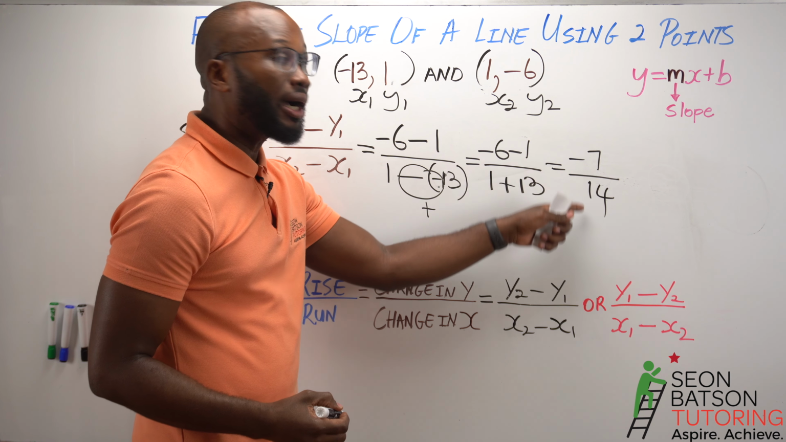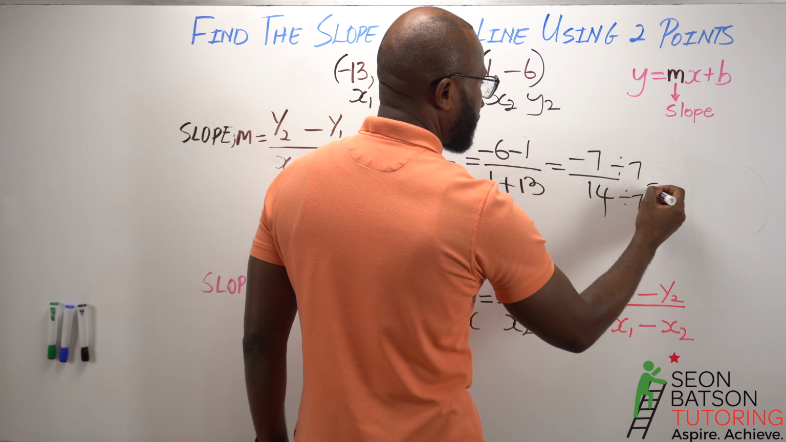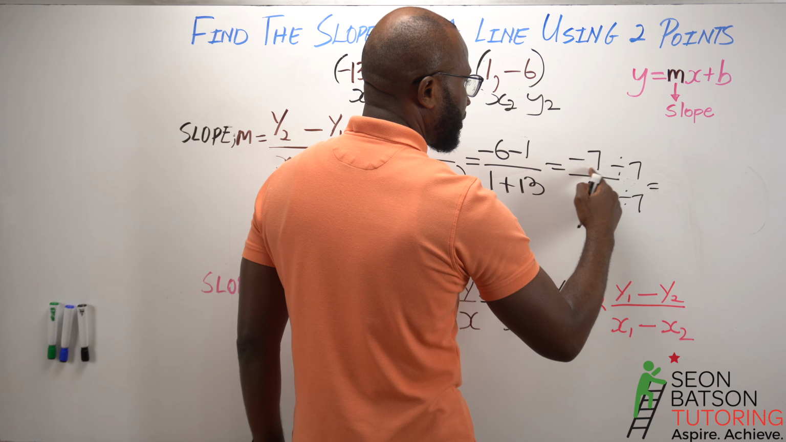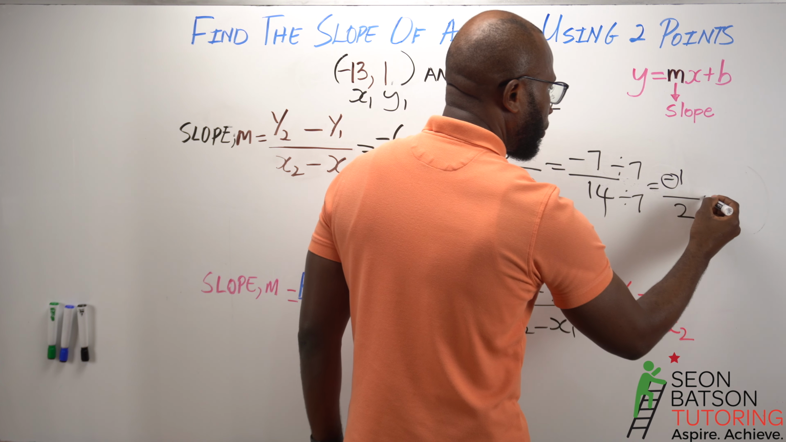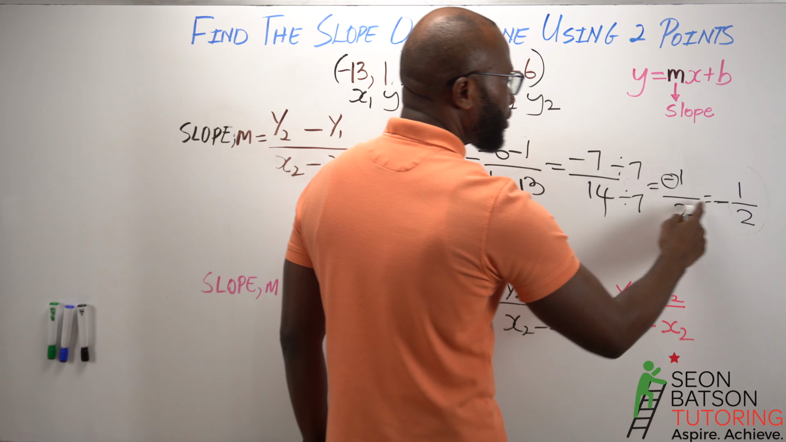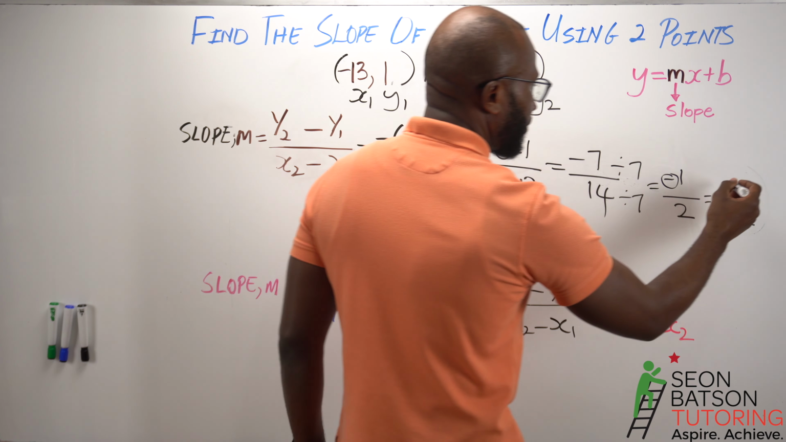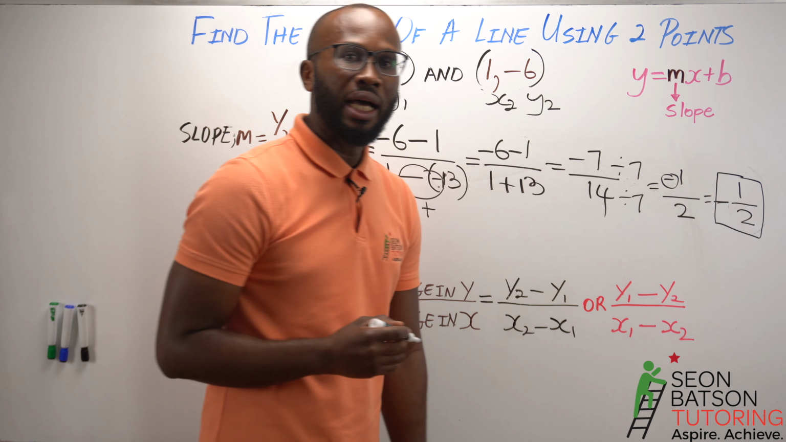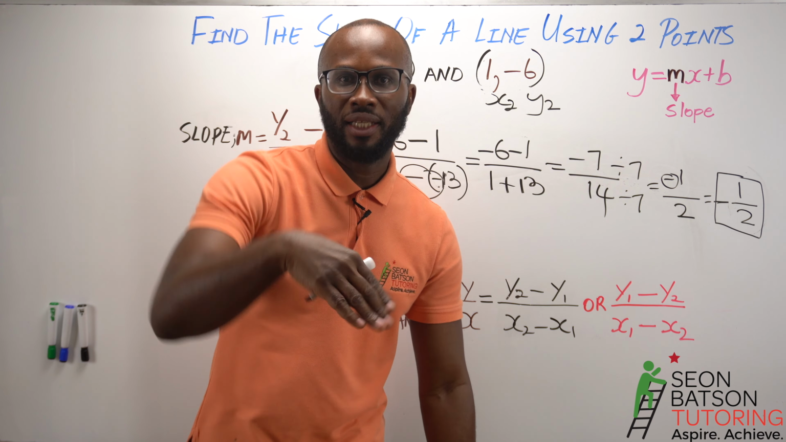And again here, we can simplify the fraction, or we can simplify our slope. We can divide both by 7. Negative 7 divided by 7 will give us negative 1. And 14 divided by 7 will give us 2. Yes? But this negative sign in front of the 1, we'll put it in the middle of our fraction, because this negative sign makes the entire slope negative. So our final answer here is negative 1/2. That negative slope tells us that the line will be going down.